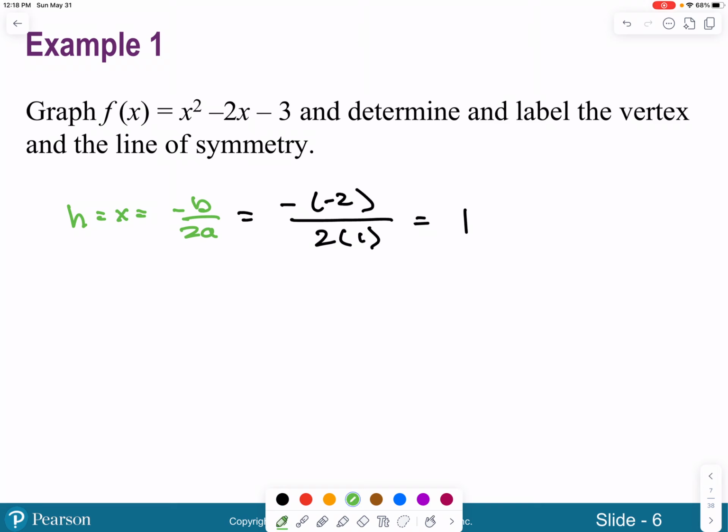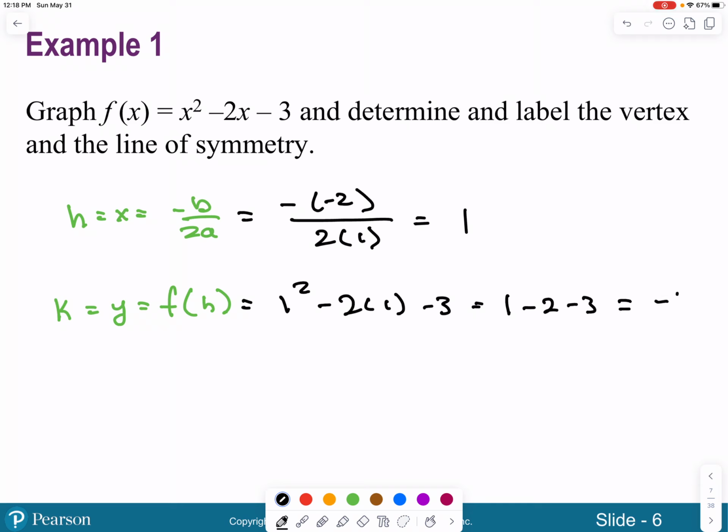And then to find the k, which is the y value, that's just going to be f of h. So whatever answer we get, we plug it into the function. That's going to be 1 squared minus 2 times 1 minus 3, which is 1 minus 2 minus 3, equals negative 4. So the coordinates of the vertex, our h comma k, is going to be 1 comma negative 4.